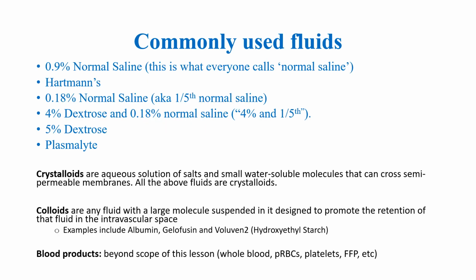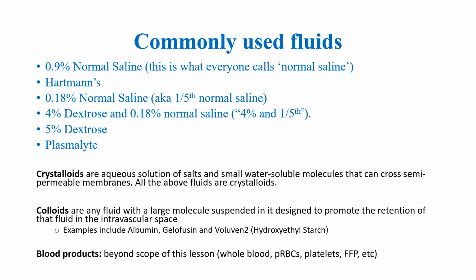So here's a list of some common types of IV fluids you guys will see. 0.9% normal saline. This is what people tend to call normal saline on the wards. There's Hartmann's, which is a surgeon's favorite. You then have 0.18% normal saline, which is just 1/5 of what normal saline is. 4% dextrose and 0.18% normal saline is what we call 4% and 1/5 colloquially.